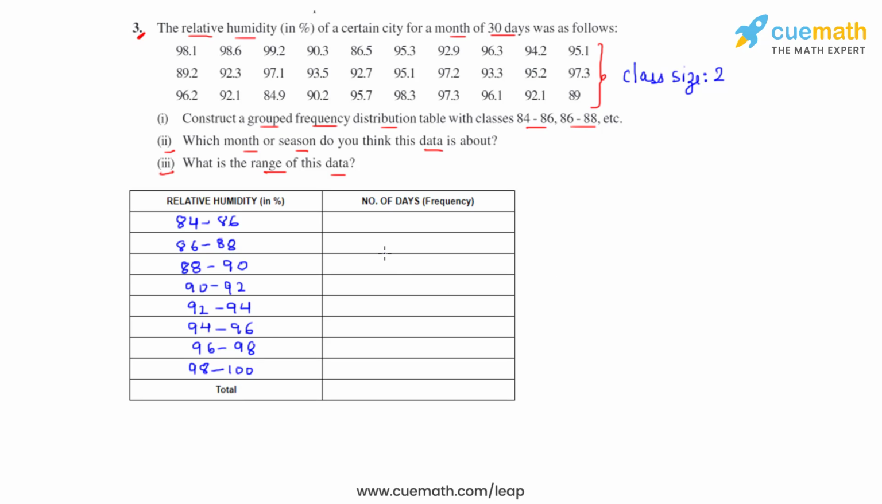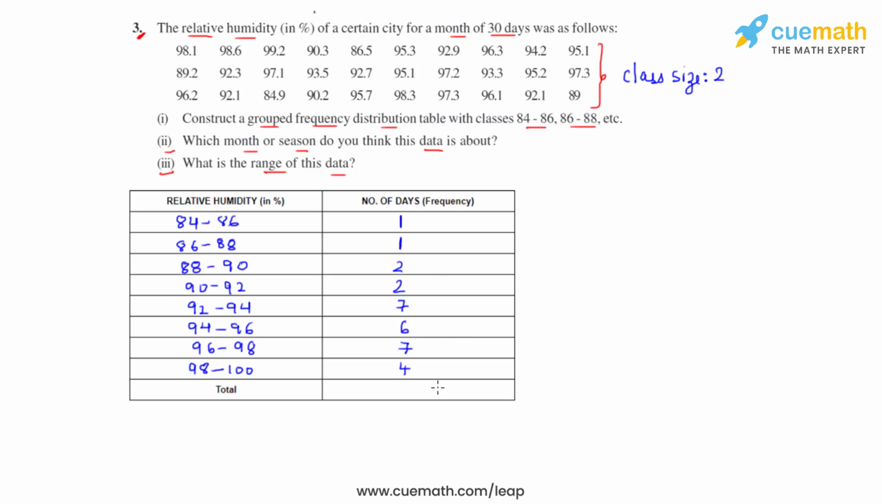There is a single day which falls in the category of 84 to 86. Then again there is only a single day wherein the relative humidity is within 86 to 88. So we start filling for the rest of the class intervals, and we get the frequency for 88 to 90 as 2, for 90 to 92 as 2 again, for 92 to 94 we get 7, for 94 to 96 we get 6, for 96 to 98 we get 7, and finally for 98 to 100 we get 4.